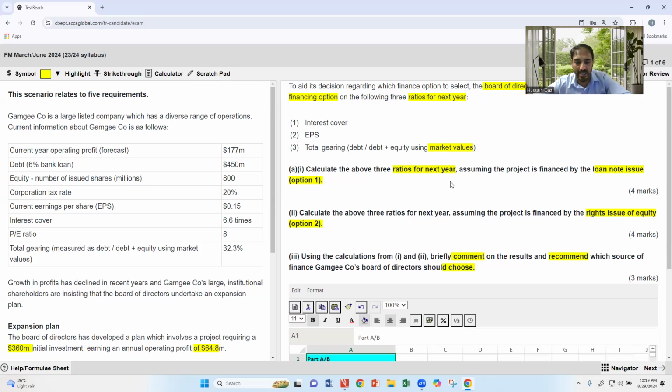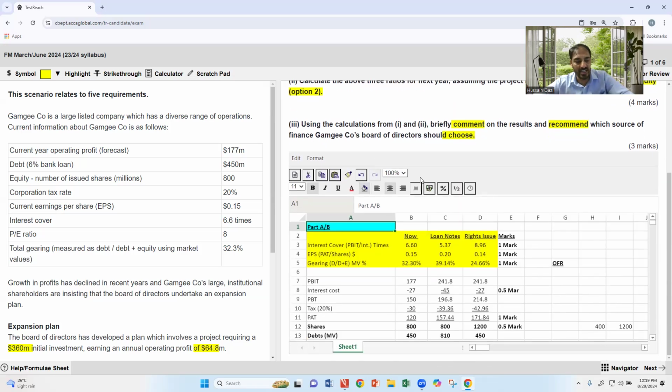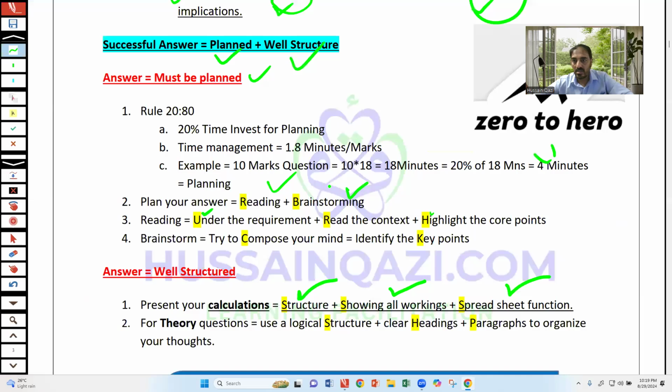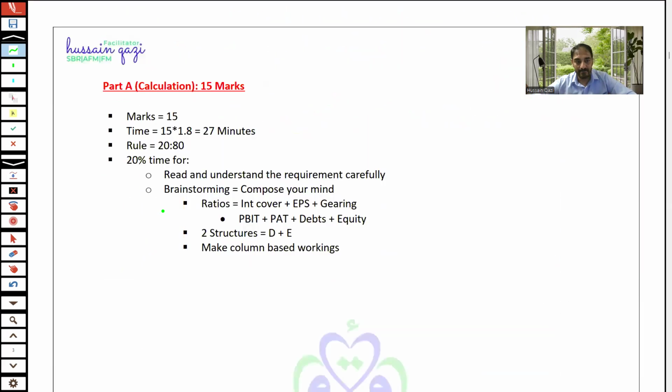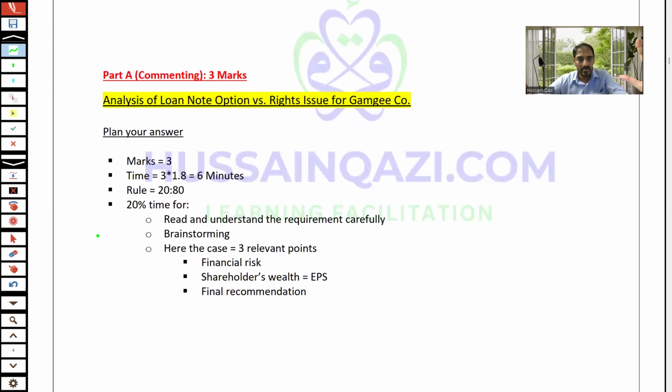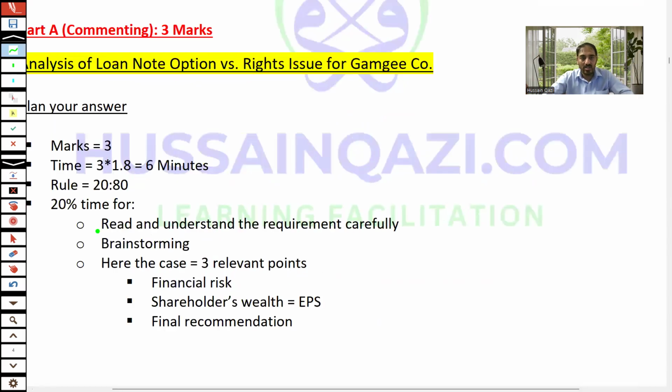Now it's time to attempt the question. But you know very well, either the calculation or the theory, first of all you must make a plan, and then develop a well-structured answer. First of all, planning. About the theoretical part, how will you plan your answer?